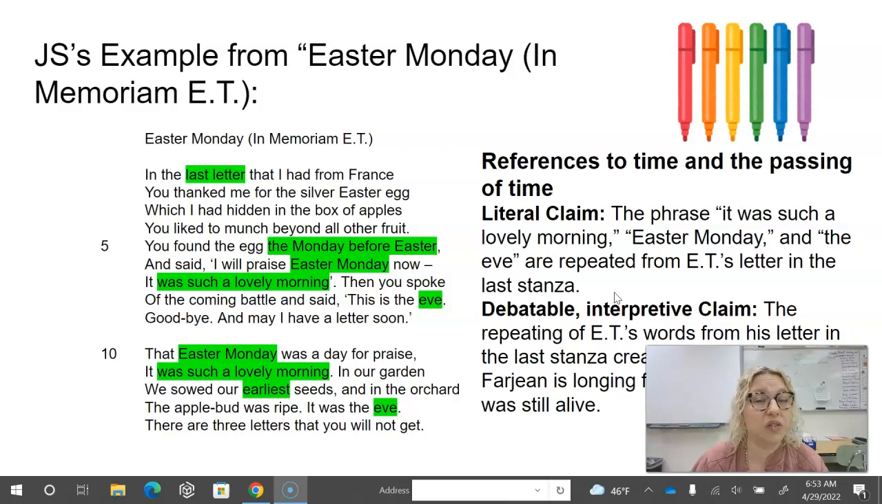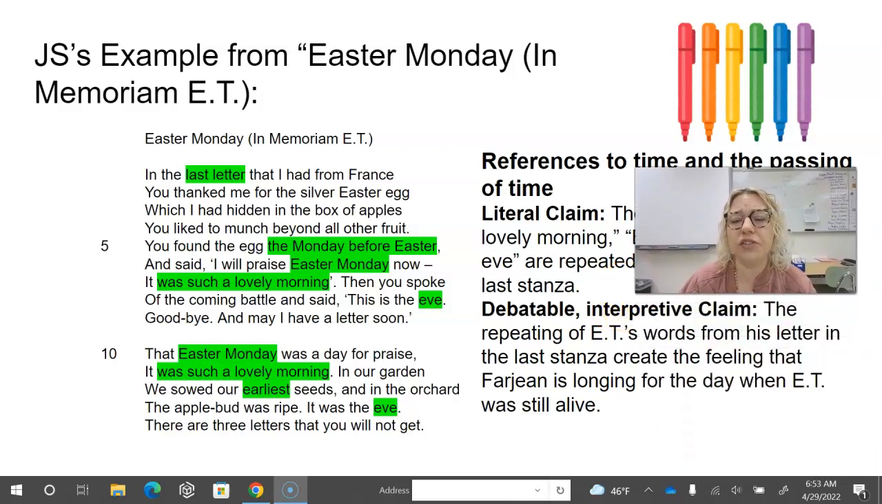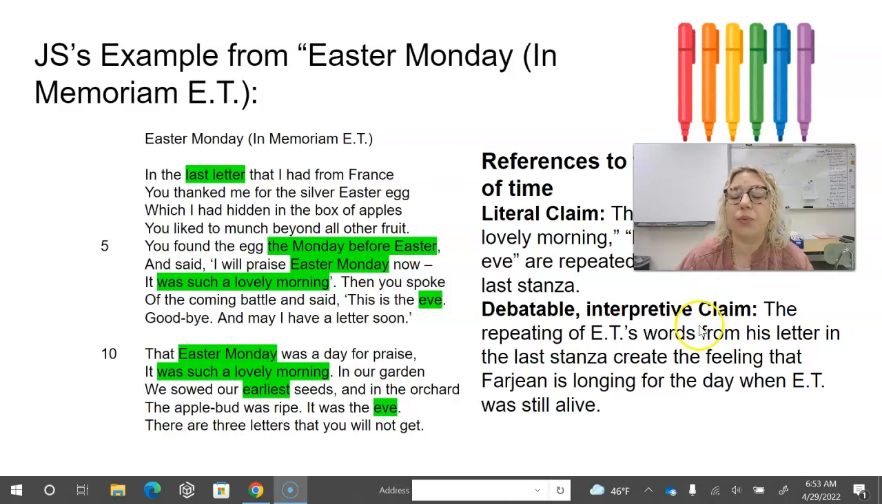So she really focuses on repetition, and that's so important in guided literary analysis, looking at words that are repeated. Here's the debatable interpretive claim. The repeating of E.T.'s words from his letter in the last stanza creates the feeling that Farjeon is longing for the day when E.T. was still alive.